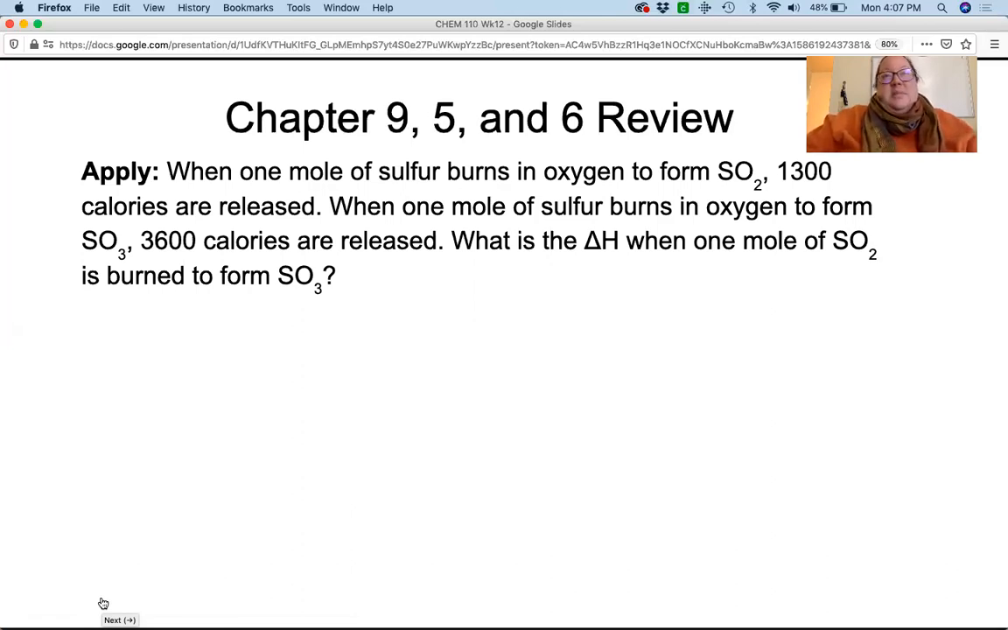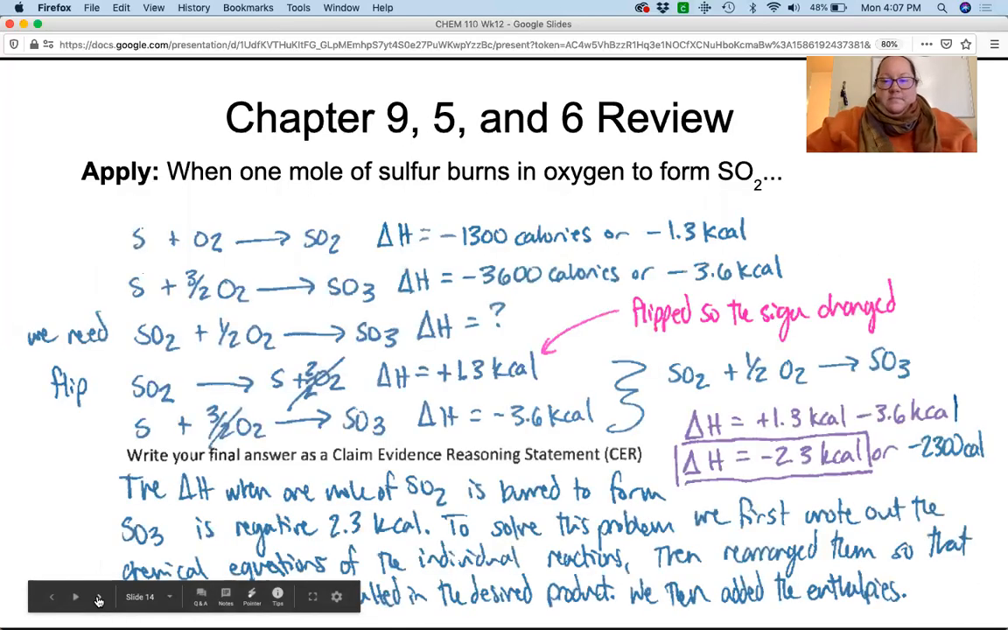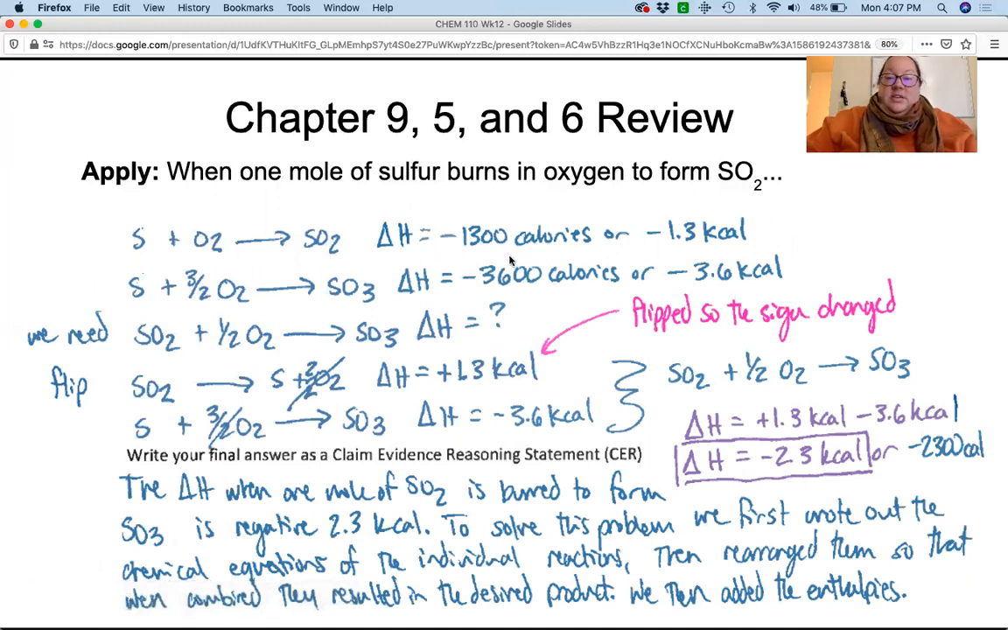Enthalpy is typically measured in kilojoules, right? Or kilojoules per mole. So here we go. We have our sulfur plus our O2 goes to SO2. The delta H associated with that reaction is negative 1,300 calories, or negative 1.3 kilocalories. Sulfur plus 3 halves O2 goes to SO3. The delta H for that is negative 3,600 calories, or negative 3.6 kcals.